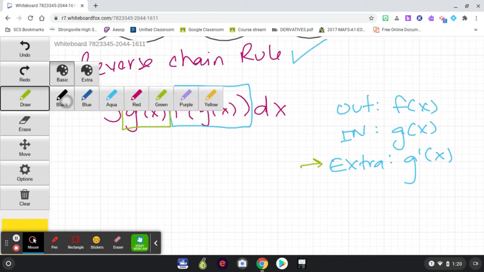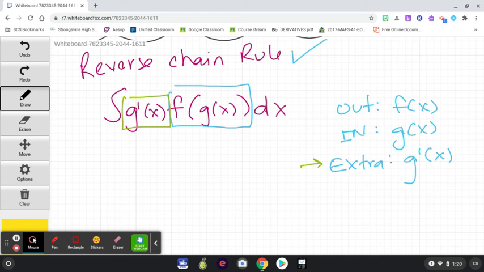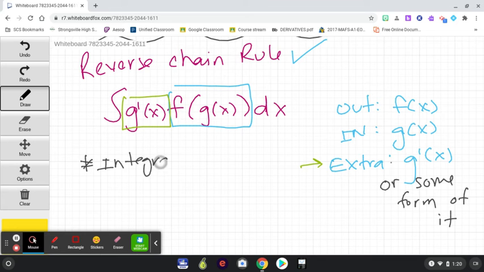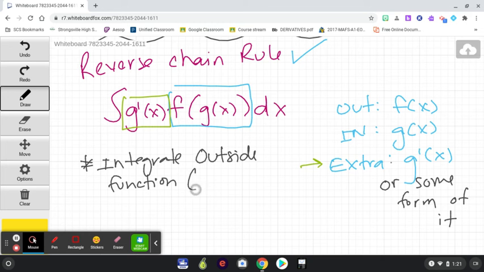Okay? So when you go to integrate, what you need to do is that g prime of x or some form of it, meaning it could be like a 2g prime of x or a half g prime of x, right? You might be off by a factor. All right, so what you do is you integrate the outside function. So you're going to integrate f of x, and you want to keep that inside function inside.